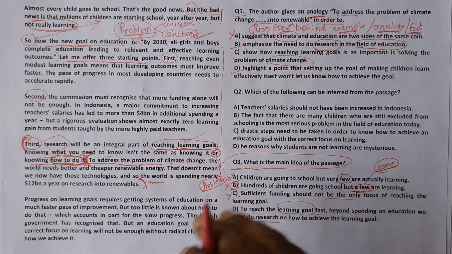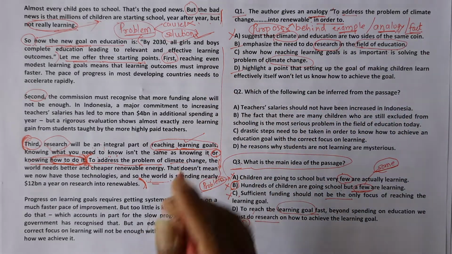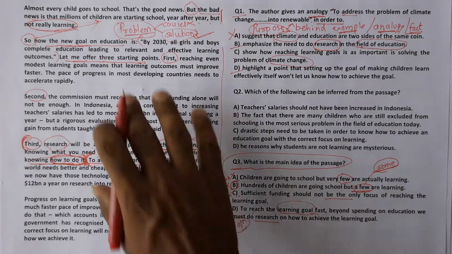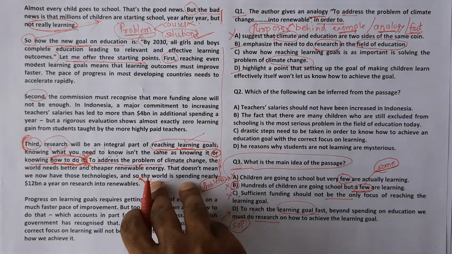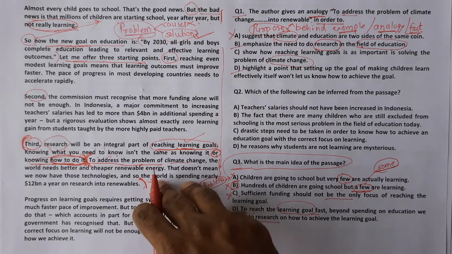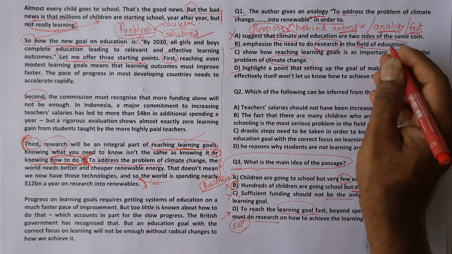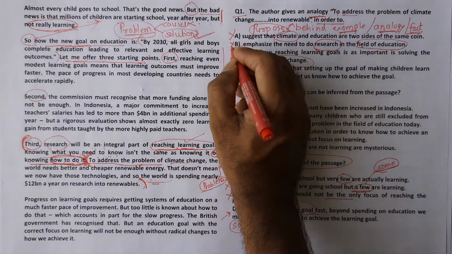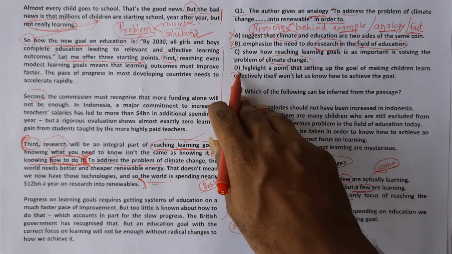In the field of education, the paragraph is specifically about learning. So when the given idea is specific, don't choose the option that is general. So option B is eliminated. The answer is last option D.